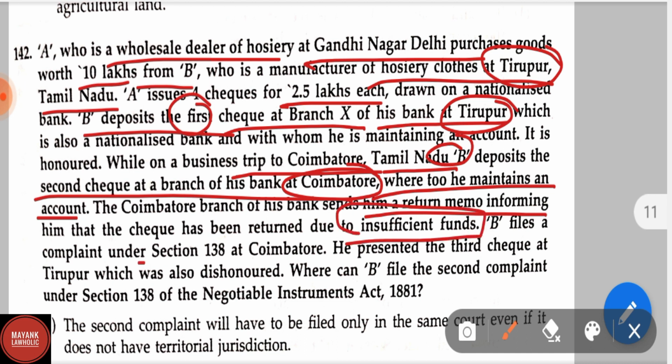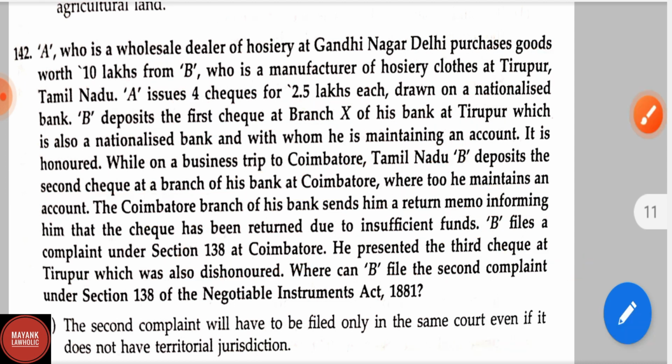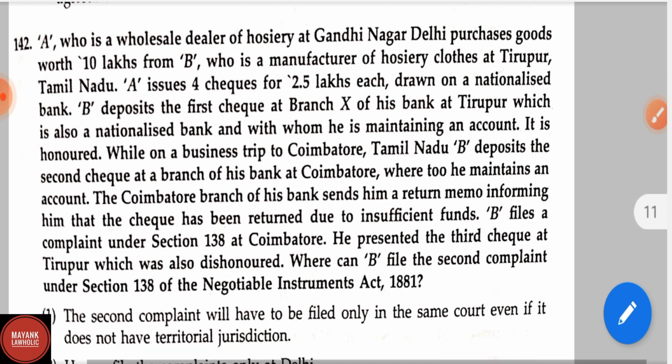B files a complaint under Section 138 at Coimbatore. He presented the third check, Tirupur, which was also dishonored. Where can B file the second complaint under Section 138 of the Negotiable Instruments Act 1881? Total 3 checks issued. First was in Tirupur, second was in Coimbatore, and the third was in Tirupur again.